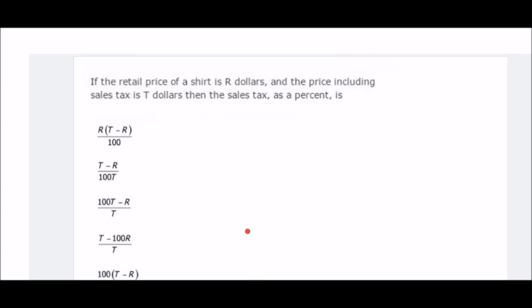Our next question is, if the retail price of a shirt is $R and the price including sales tax is $S, then the sales tax as a percent is what? So we have to find out the sales tax, right? So sales tax will be the sales price including tax minus the retail price, divided by the initial price, that is the retail price, into 100 to make it a percentage. So that will be our equation to find out the sales tax value, which will be the last option.